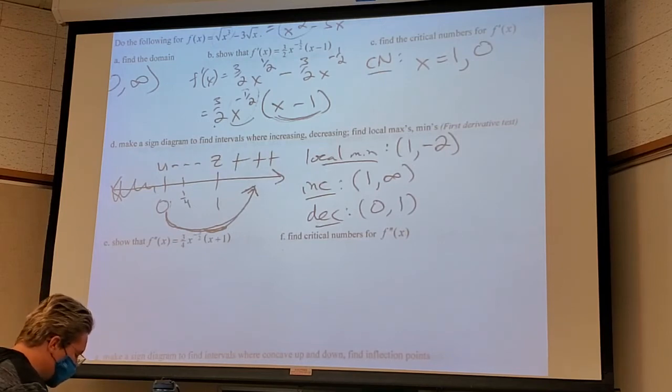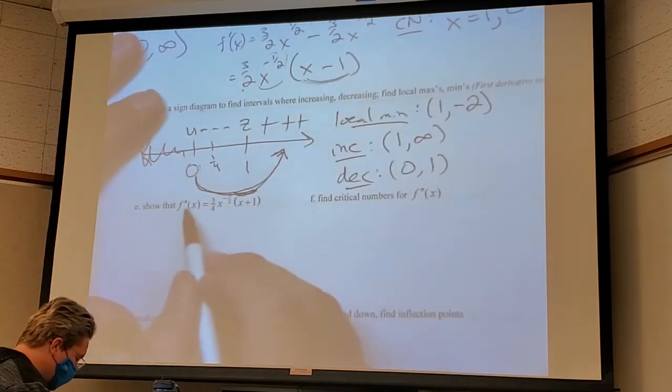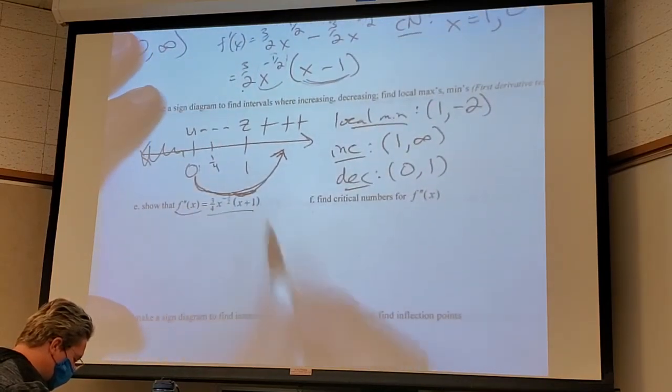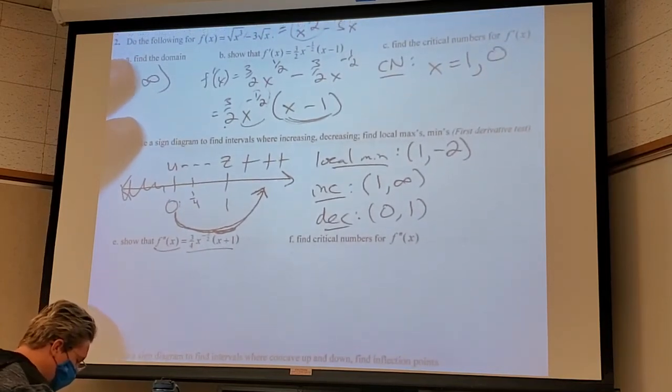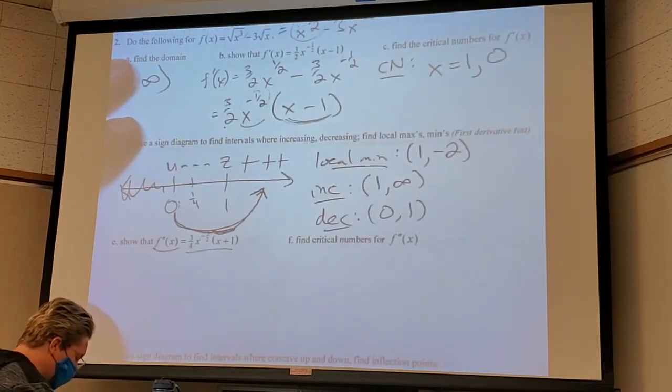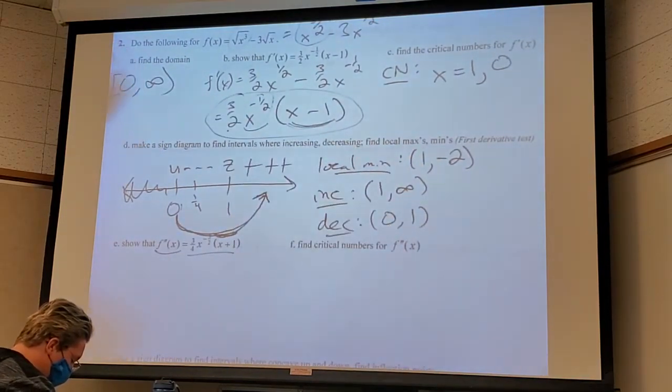So now let's do this. Now watch. I want you guys to notice something. I want to show that the second derivative is this. What was our first derivative? 3 times x to the negative 1/2 times x minus 1. If I start here, what do I have to use? Like a product rule.